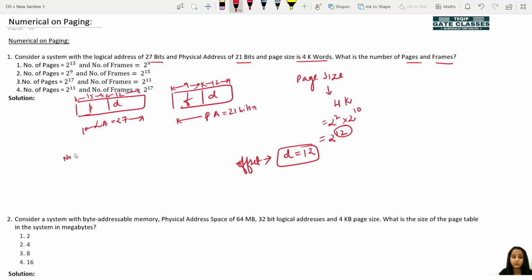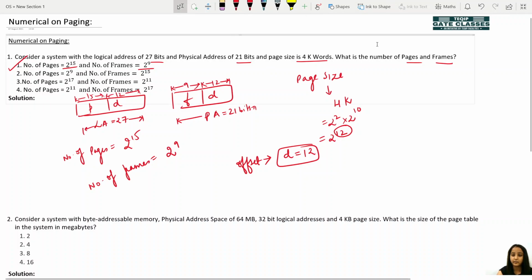Number of pages will be equal to 2 raised to power 15, and number of frames will be equal to 2 raised to power 9. Which one is the correct option? First one. Number of pages is 2 raised to power 15 and number of frames is 2 raised to power 9. This is how you can find out the number of frames and number of pages. Simple.